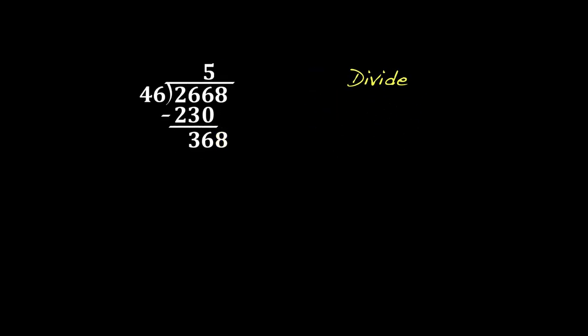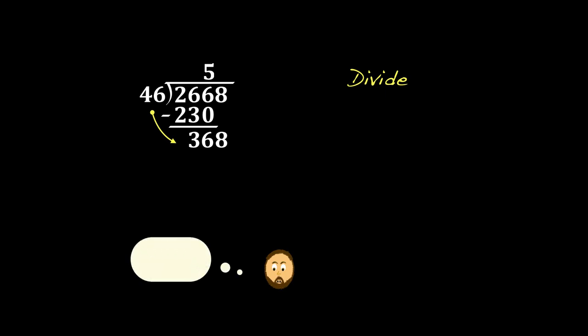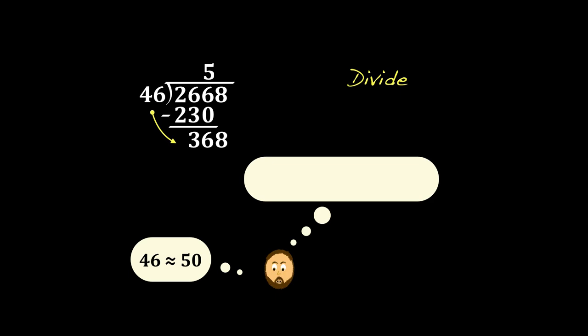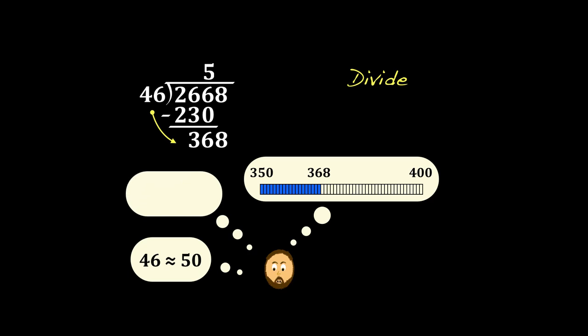Now, 46 into 368. I think it's time to estimate and make these numbers a little bit easier. So again, I know that 46 is almost 50. And if I look at my number line here, I have 368. That could either be 350 or 400. Well, I know that 368 is, again, a little closer to 350. So we'll go with 350. And we'll say, how many 50s go into 350?